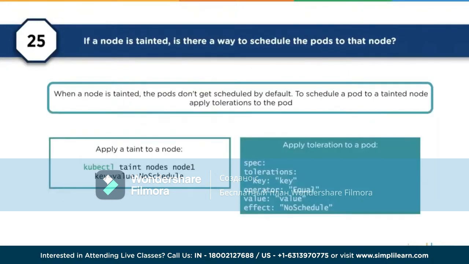So if a node is tainted, is there a way to schedule the pods to that node? And the answer is no, there isn't. And so what you have to do then is schedule the pod to fix the tainted node to allow for tolerations to that. And we have here the example code that you would use to do that.